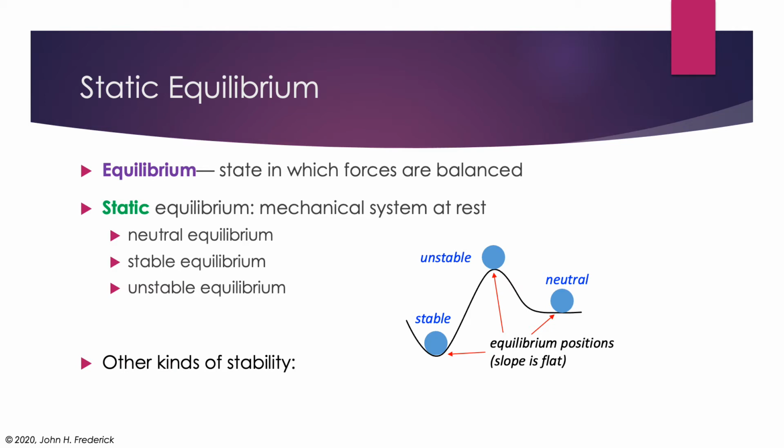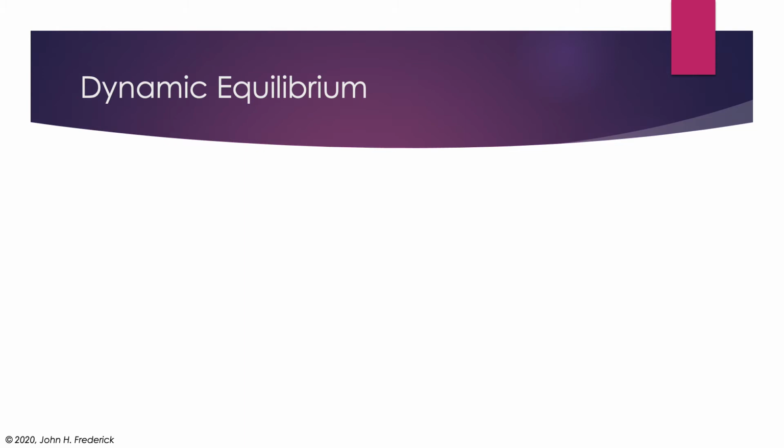Now, I want to point out that there are other kinds of stability, and I might cite for one example, the amount of water in a lake is often a stable entity. But you want to think about, is this a static equilibrium or not? The amount of water in a lake isn't really a mechanical system, and in fact it is more emblematic of a different kind of equilibrium, one that we're going to talk about now, dynamic equilibrium.